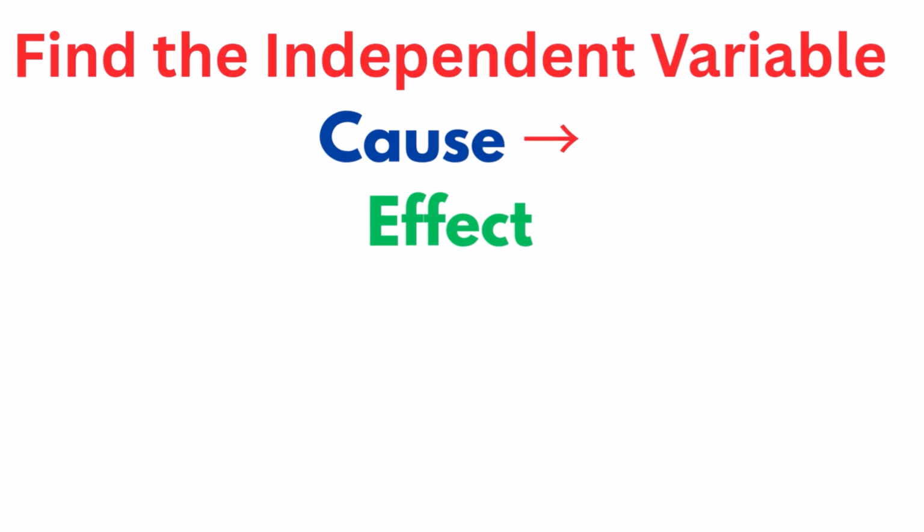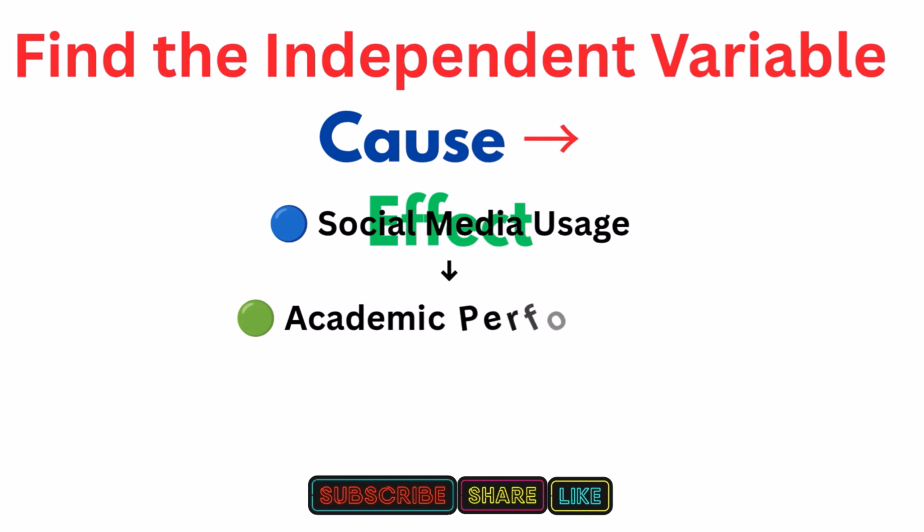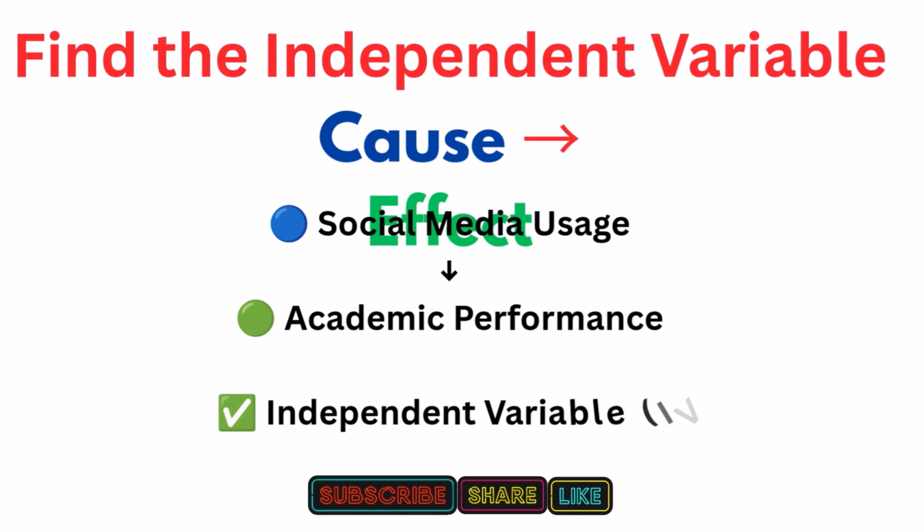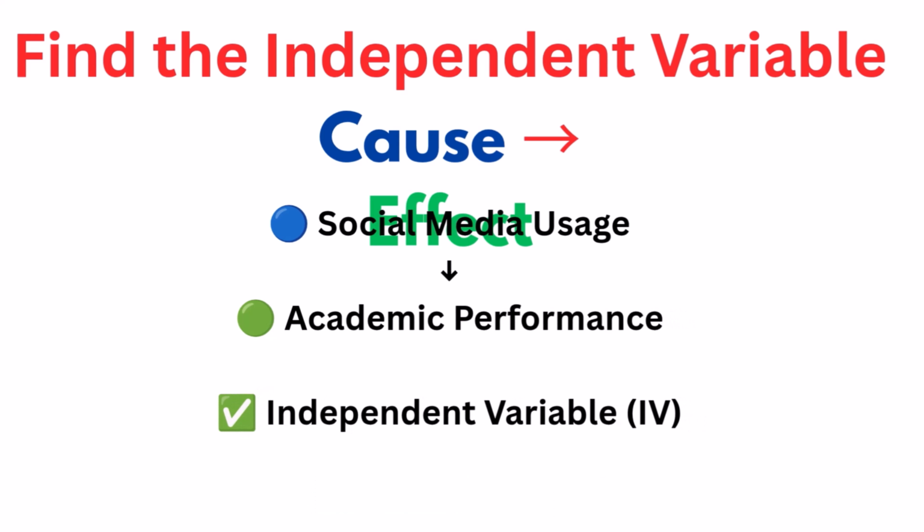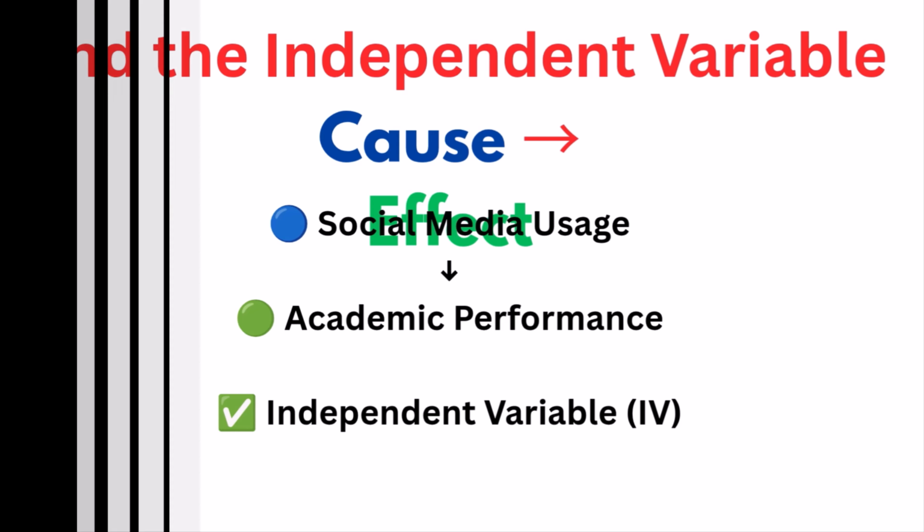Step 2. Find the independent variable. The independent variable is the cause. It influences another variable. Think of it as the starting point. Example: impact of social media on academic performance. Cause: social media usage. So, IV equals social media usage.